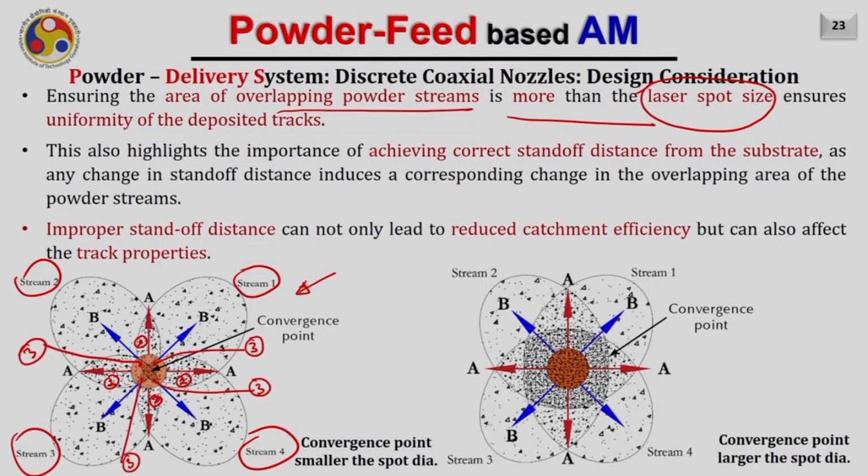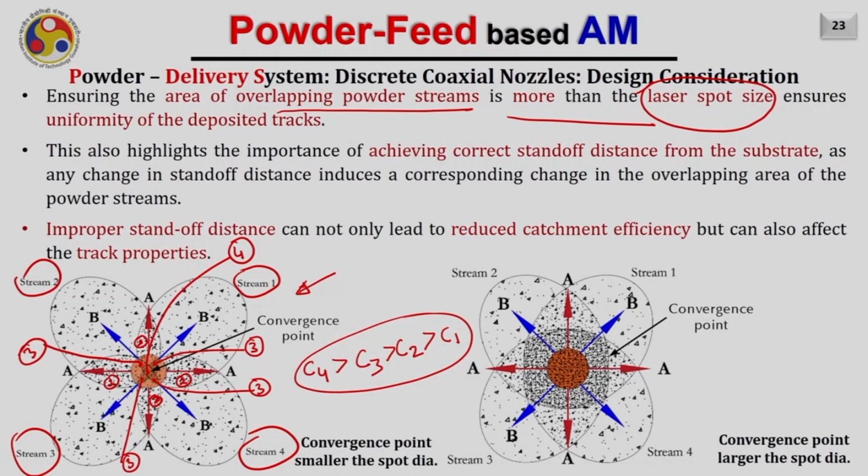And in the center zone, four streams are merged together. So in other words, I can say the concentration of the powder particles in zone 4 is greater than the concentration of powder particles in zone 3, and it is greater than the concentration of powder particles in zone 2 and greater than the concentration of powder particles in zone 1.